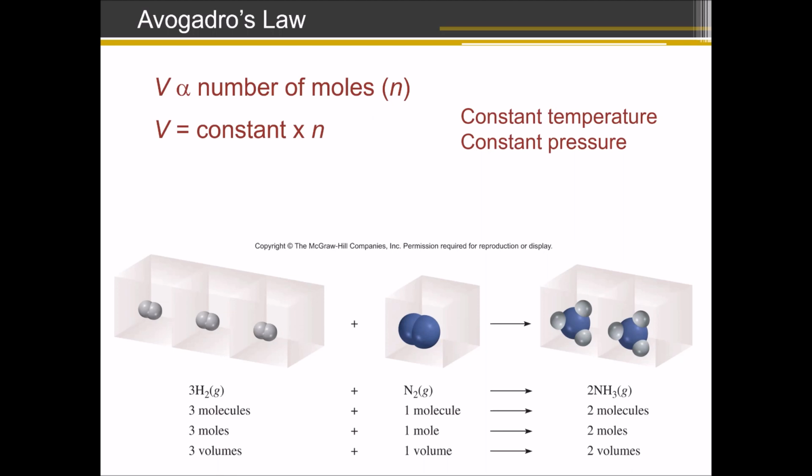Experimentally, this relationship was determined, and it was found to be directly proportional. The volume of a gaseous sample is directly proportional to the number of moles, which means the volume of the sample equals a constant times the number of moles. This is correct provided that your sample is at constant temperature and constant pressure.